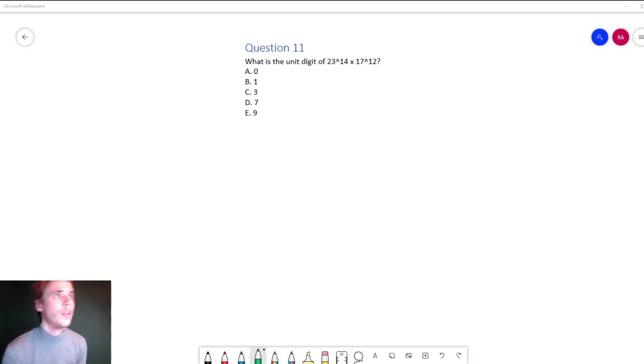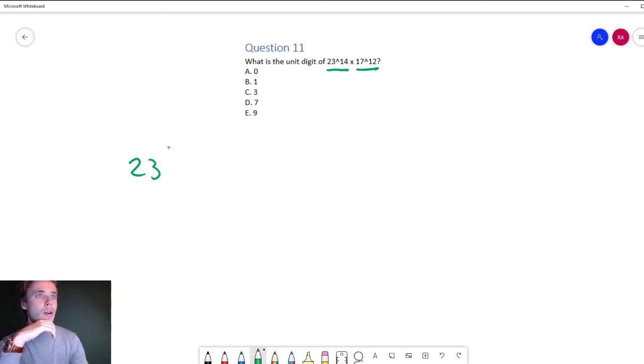Question 11. What's the unit digit of 23 to the power of 14 times 17 to the power of 12? Okay, so when you see something like this, first of all, we definitely don't need to calculate it. There is a pattern. So we're going to look for the pattern.